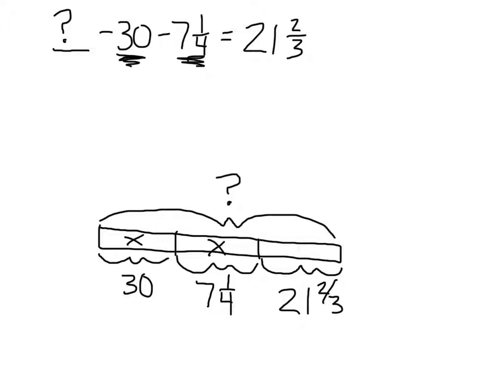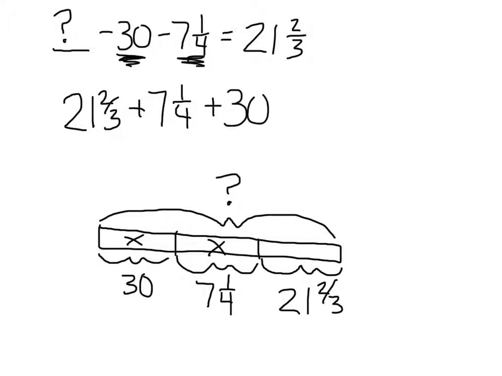So again, I am starting with some unknown quantity. I'm taking away 30. I'm taking away 7 1/4, and I'm left with my answer of 21 2/3. Well, if you look at this, my goodness, that looks like an addition problem to me. So I'm going to take my answer, 21 2/3, and add to it 7 1/4, and add to that 30, and I should get my question mark.